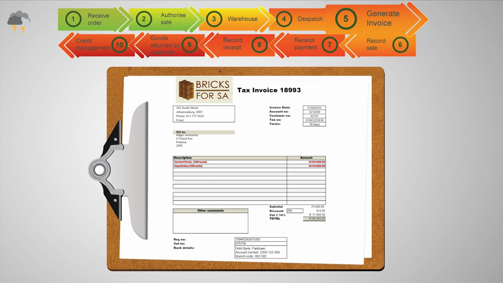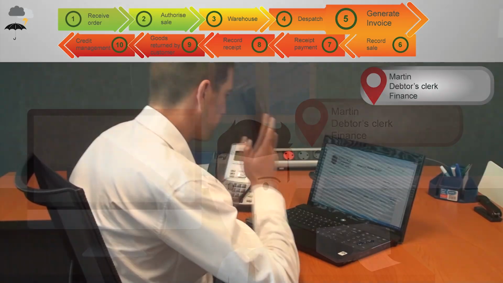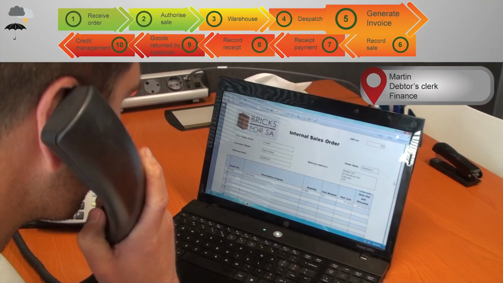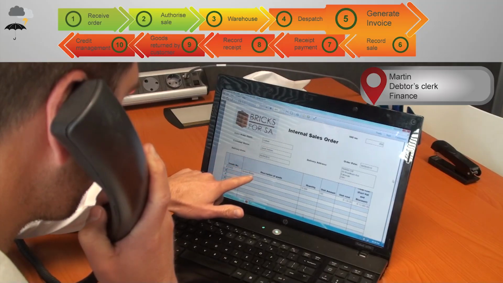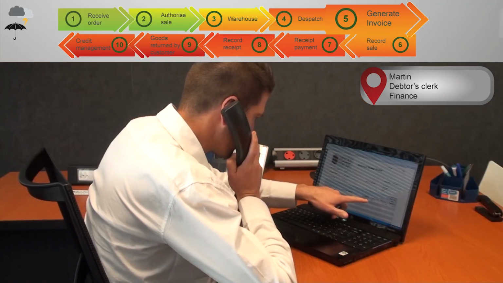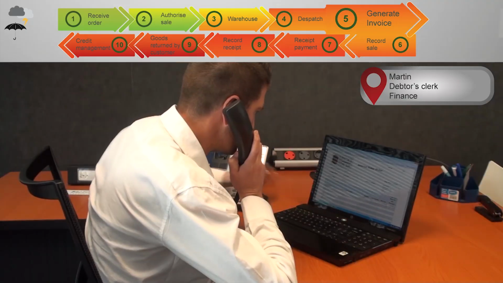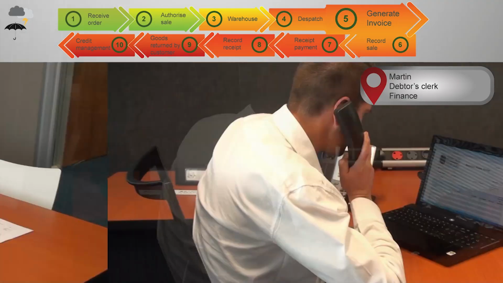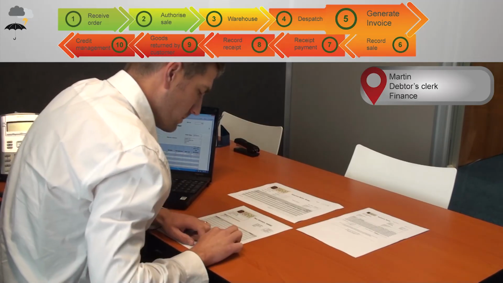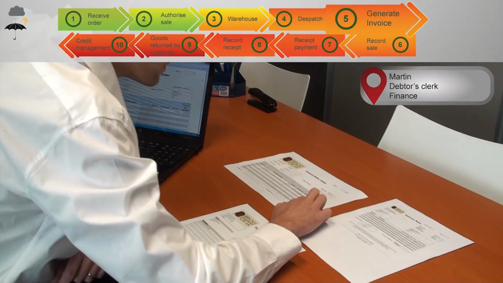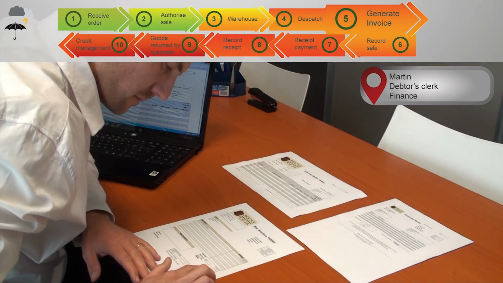Potential controls for these risks include the debtor's clerk should review unmatched ISOs on a weekly basis to ensure that there are no long outstanding orders and that all orders are invoiced. All long outstanding ISOs should be followed up. The debtor's clerk should review the invoice generated by the system and ensure that it has been accurately generated by matching it to the ISO and the delivery note.